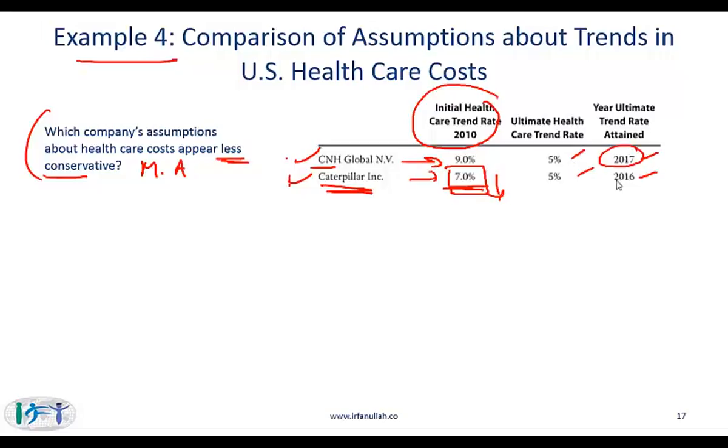What if you were just looking at these numbers? So where will the trend come down to a lower rate? Here again, Caterpillar is assuming that the trend will end sooner. This is also a more aggressive assumption, as opposed to the other company, which is assuming the higher rate for a longer period. So on both counts, 2 out of 3 counts, Caterpillar is more aggressive. On this count, they are the same.